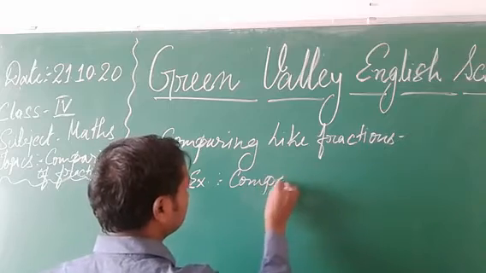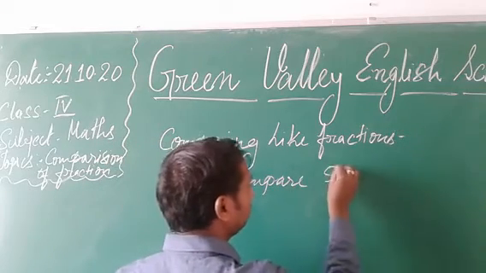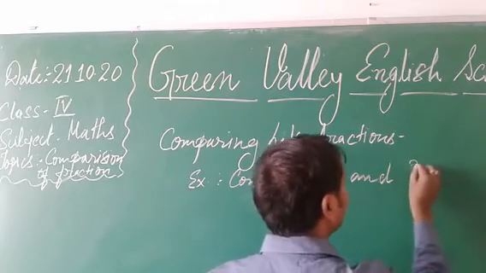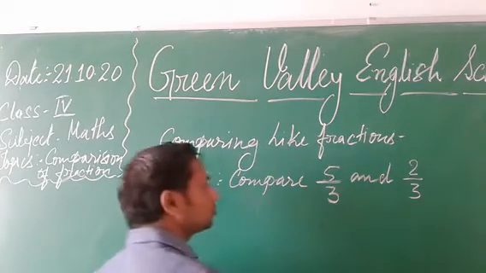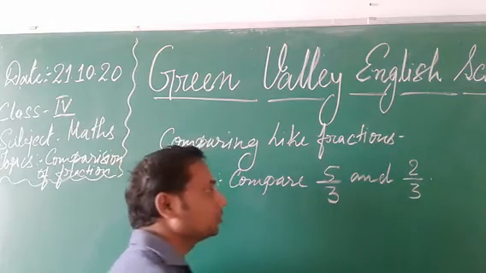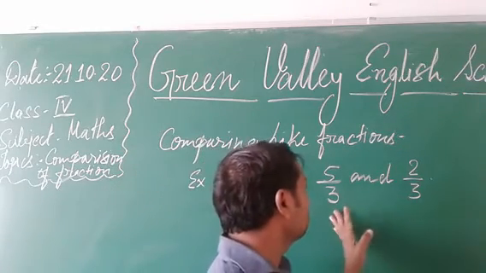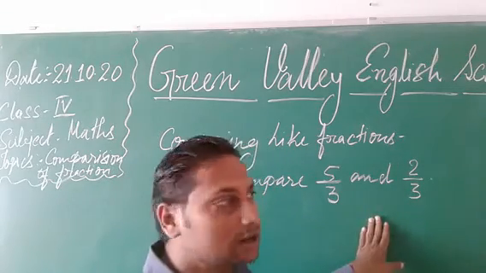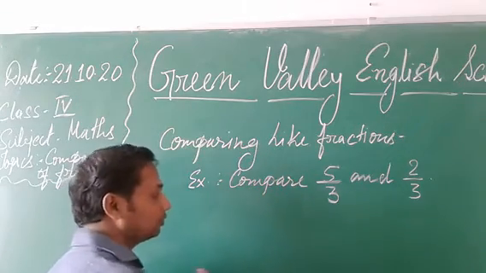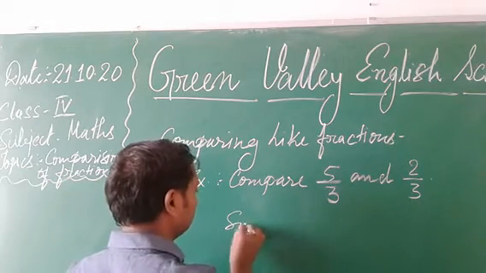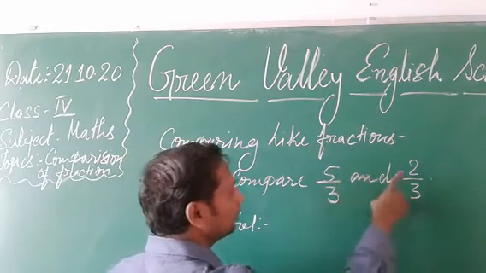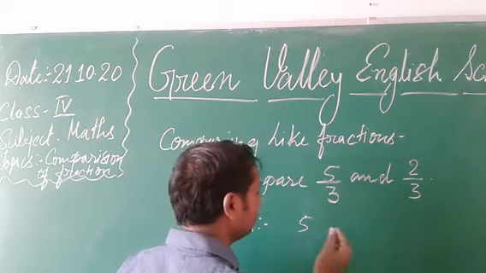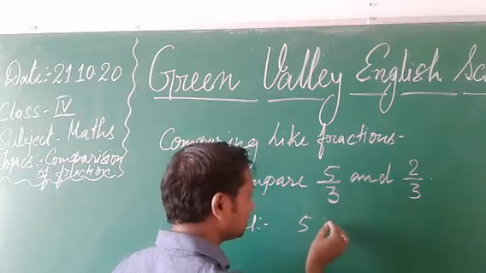For example, compare 5/3 and 2/3. So students, as you can see, here two fractions have the same denominators, that's why these are like fractions. So when like fractions are given, we compare their numerators only. For example, the numerator here is 5 and the numerator of the second fraction is 2.